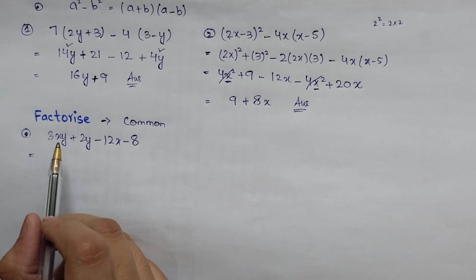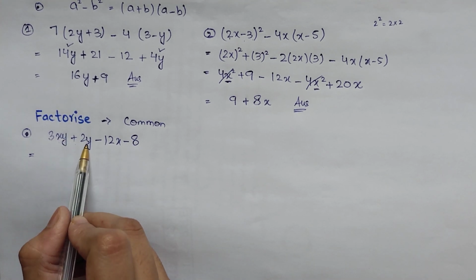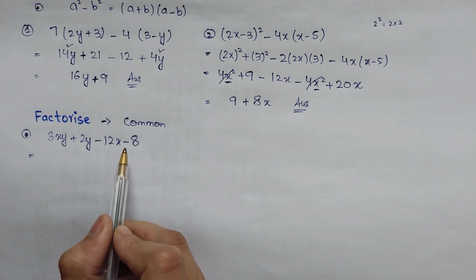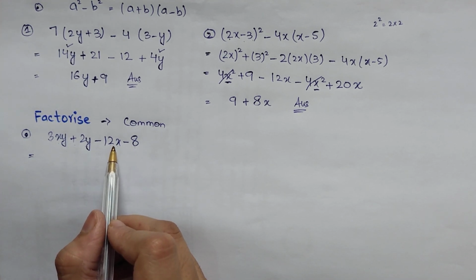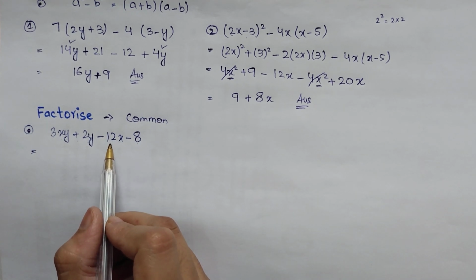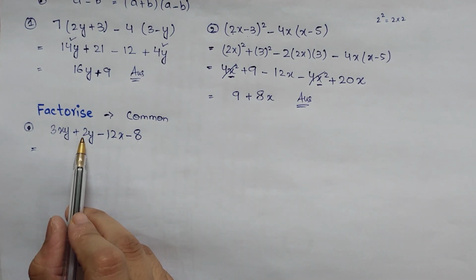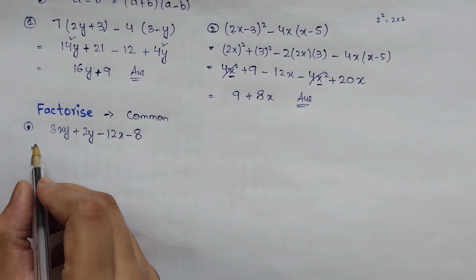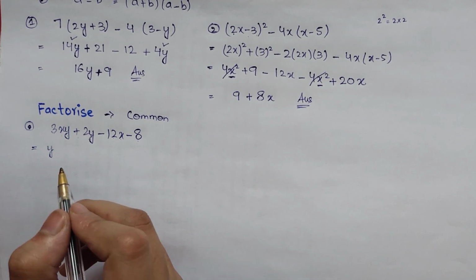You will see here the two terms, 3xy + 2y, both the terms have y common, and here -12x - 8, both the terms have 4 common, because 12 is divisible by 4, and 8 is also divisible by 4. 4 3s are 12 and 4 2s are 8. So both the terms have common factor 4, and these two terms have common factor y. So I am taking out y common from the first two values.